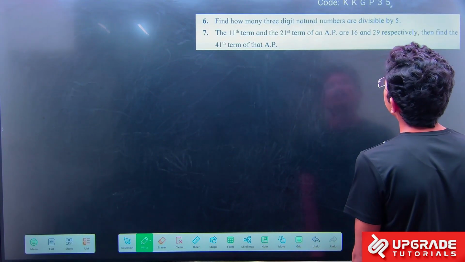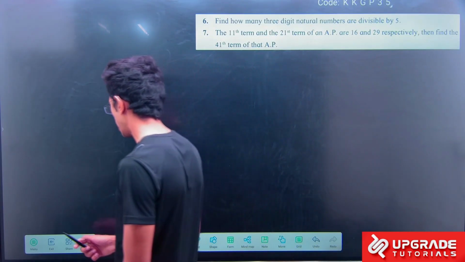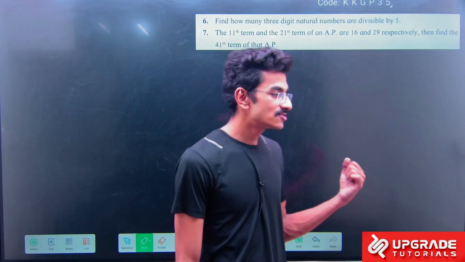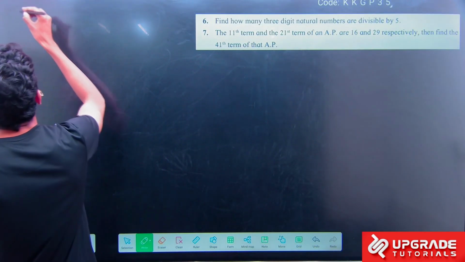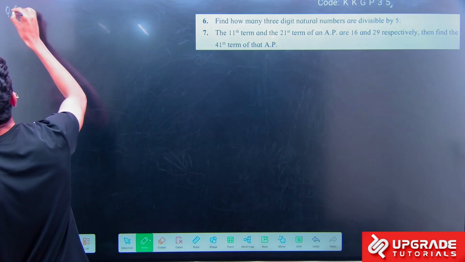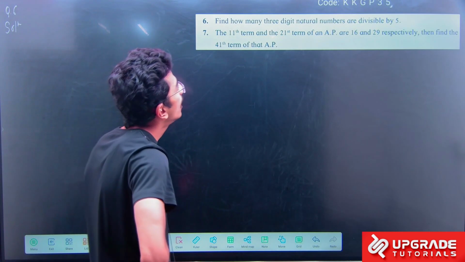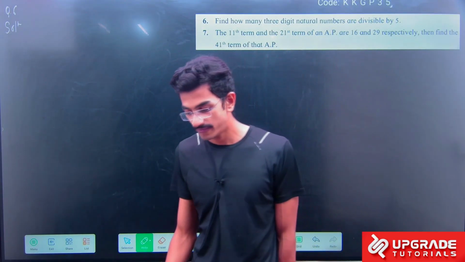How many 3-digit natural numbers are divisible by 5? Okay, a bit tougher, a bit tricky question. So let us write the solution. Question number 6. How many 3-digit natural numbers are divisible by 5?